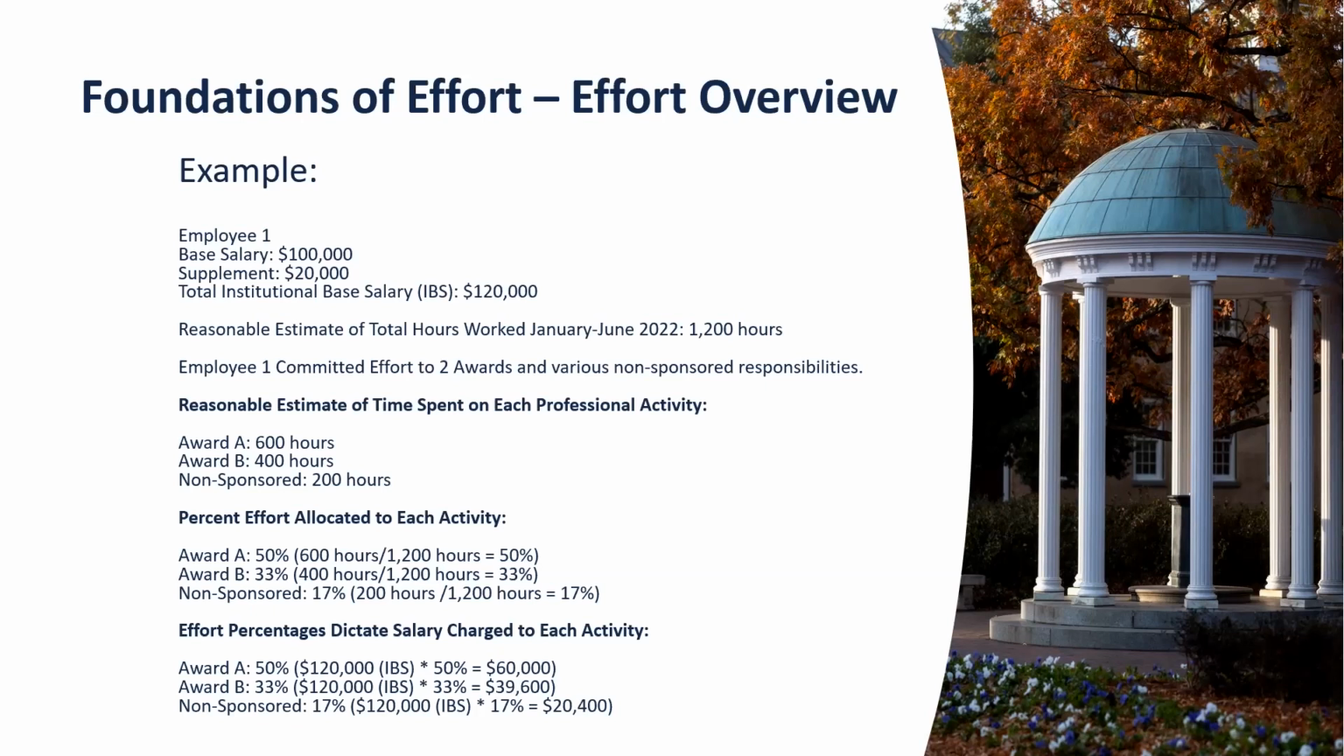We would then review the actual amounts charged to that award. And if there's a discrepancy there between the actual amount and what should have been charged, we know that we need to make an adjustment to get that amount to 60,000, because I reiterate that time drives the effort calculation.